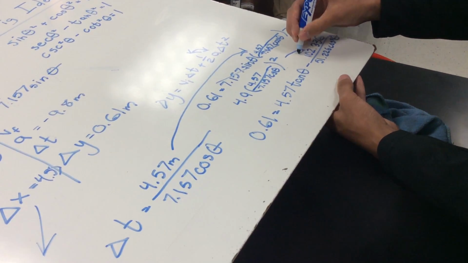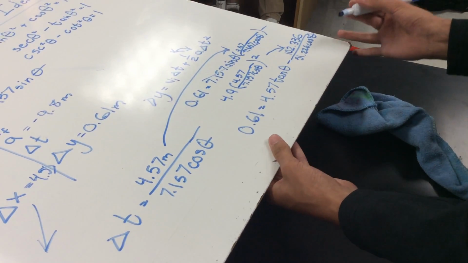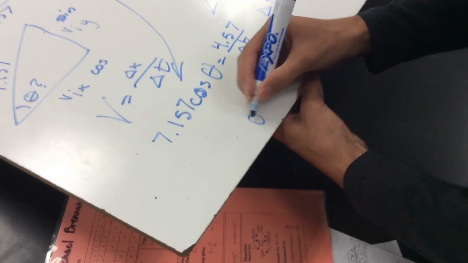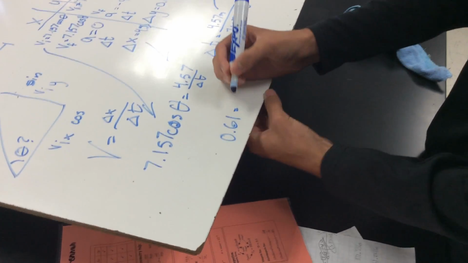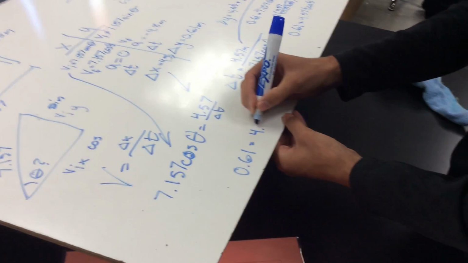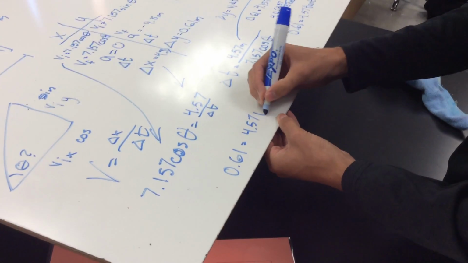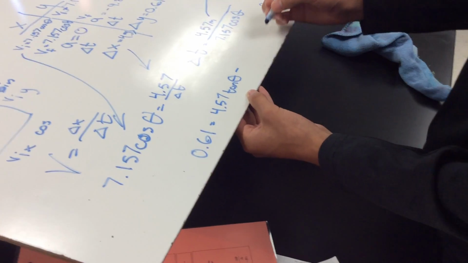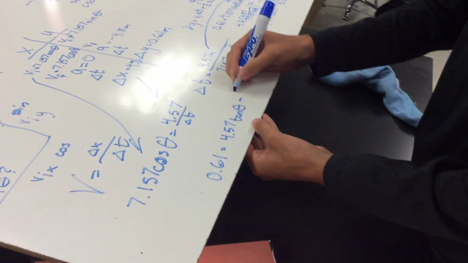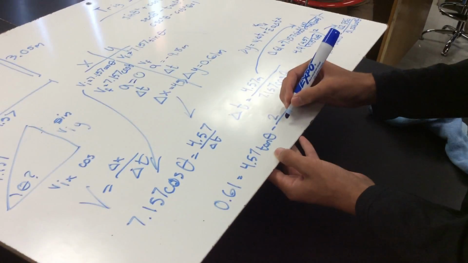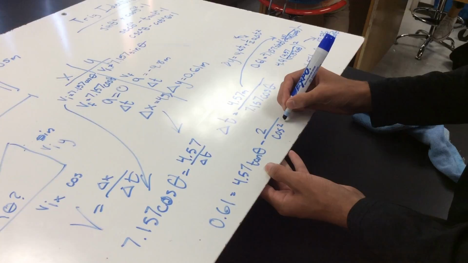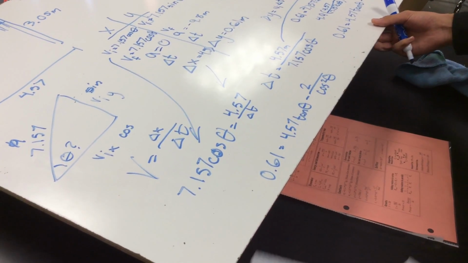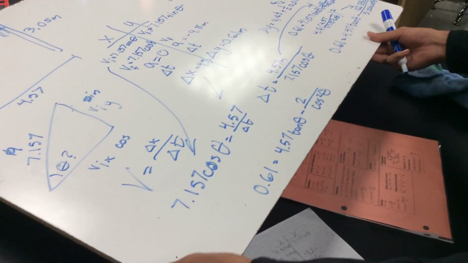And this is that. And then basically you could keep simplifying it. Into 0.61 equals 4.57 tangent theta minus, and this simplifies pretty easily, it's just 2 over cosine squared theta. And then I'm going to have to flip this over because we don't have enough. Actually, you know what, I can keep writing on it.